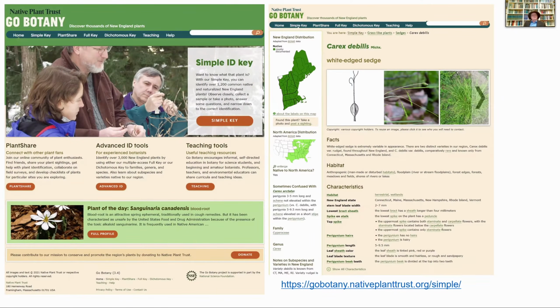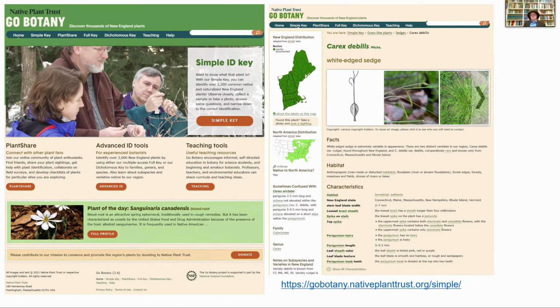Another really common and widely used, very good example of these interactive flora websites is the Go Botany website from the Native Plant Trust, which covers the flora of New England. In this case, it has a simple ID method in which you answer questions about the characteristics of the plants you're seeing, starting with very simple ones like, is it a tree or a shrub or a vine or a grass or an herb, and going down through more questions, and each time it's narrowing down how many species meet those criteria.